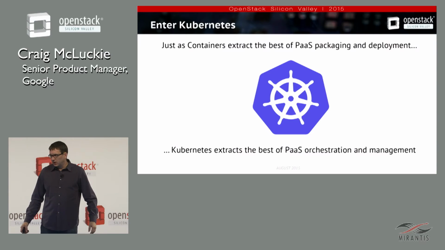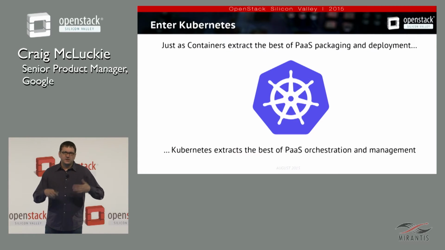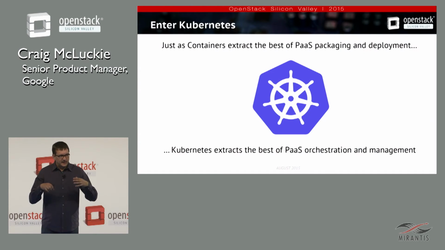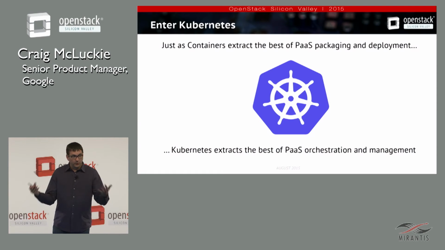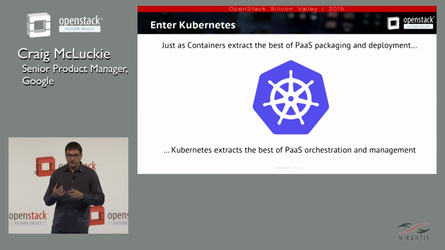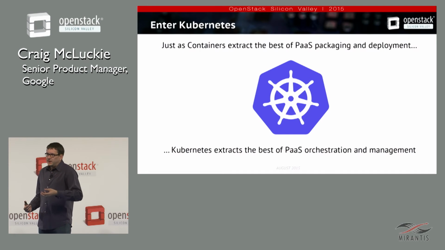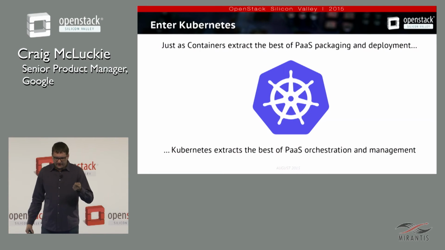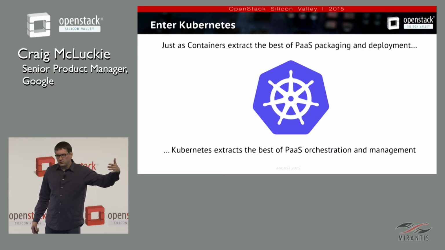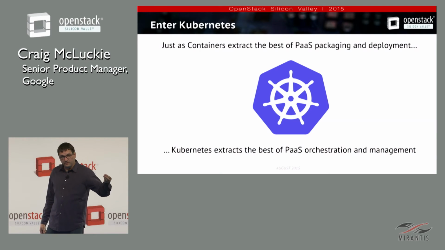So there's Kubernetes, which is an open source technology project built by Google, and really embraced by the community. So it's not just a Google project, it's also a Red Hat project. And it's an alloy that's stronger by the open source community that's actually helped build it. And it's something that we're obviously very interested in working with the OpenStack community to bring to this infrastructure as a service world. And for me, in a nutshell, Kubernetes extracts the best of platform as a service orchestration and management. And it does it as Docker has done for packaging, deployment, and the development environment.